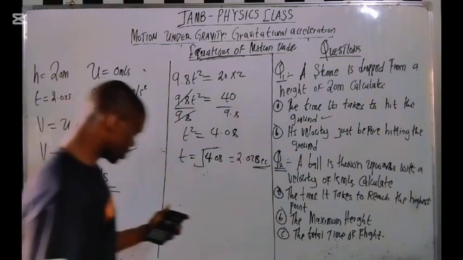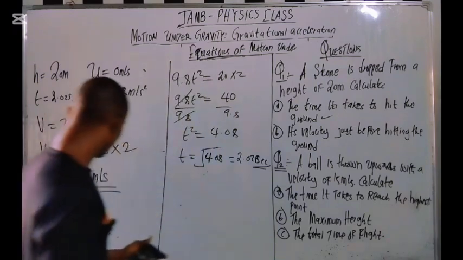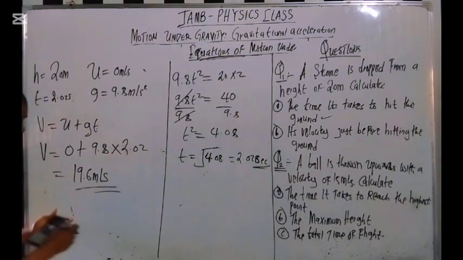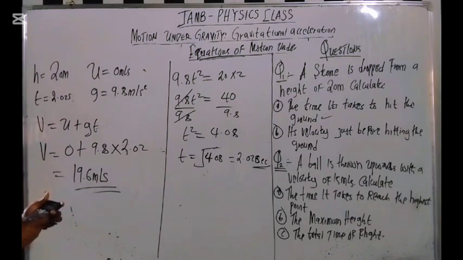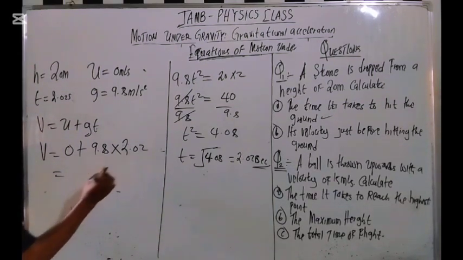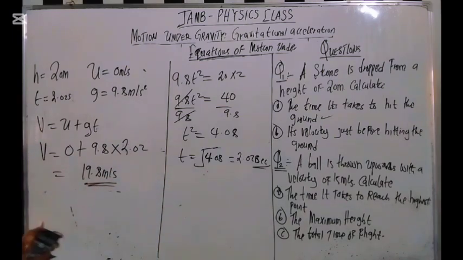90.6 meters per second. Okay, here's what? 2.02. So let's just say 9.8 times 2.02. So we're going to be at 90.8 meters per second. That is it.